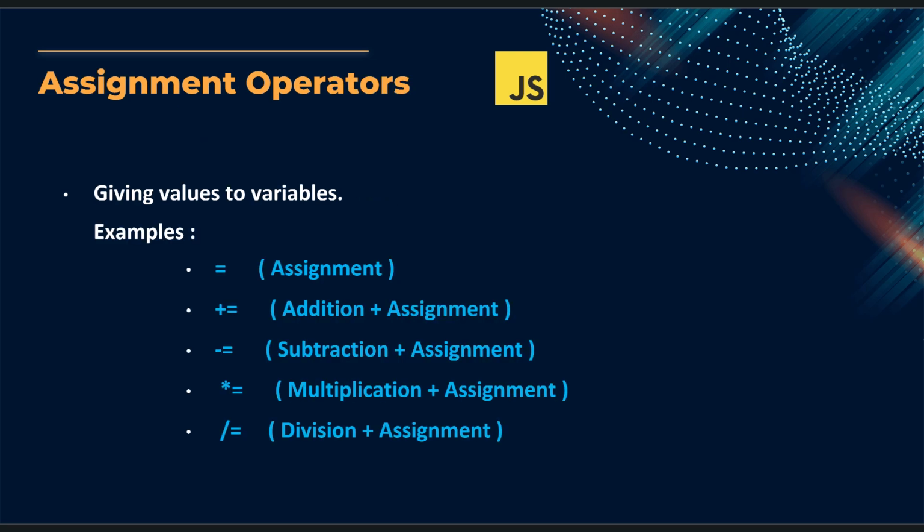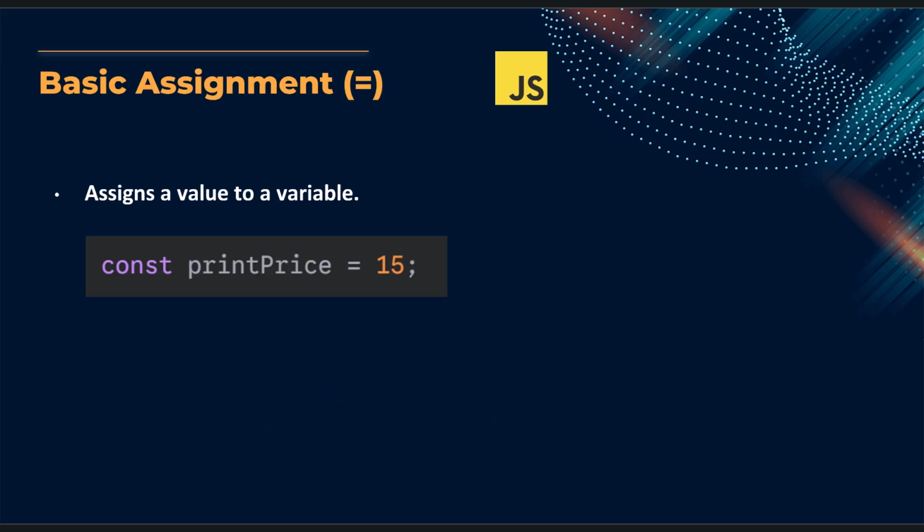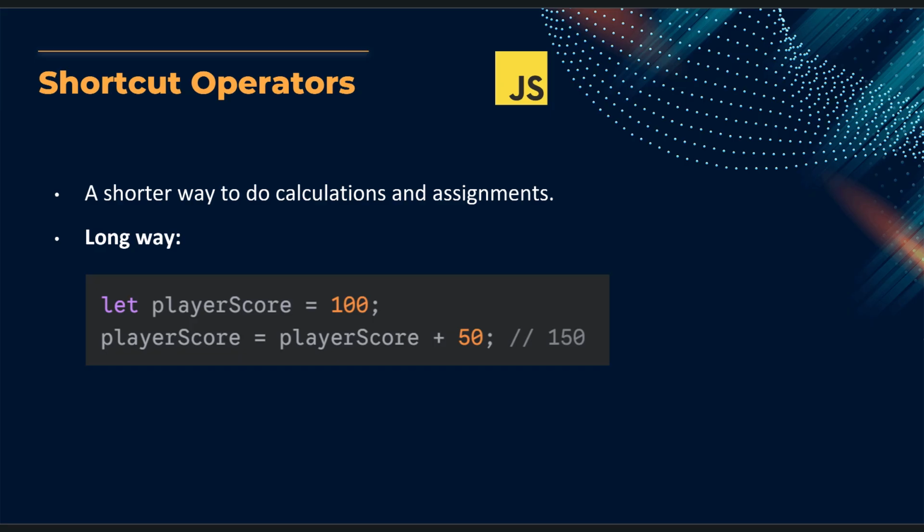Let's talk about assignment operators. The most basic one is the equal sign. We've already been using it. When we have const printPrice = 15, we are assigning the value 15 to the variable printPrice. The equal sign is the assignment operator doing its job. But there are some handy shortcuts.